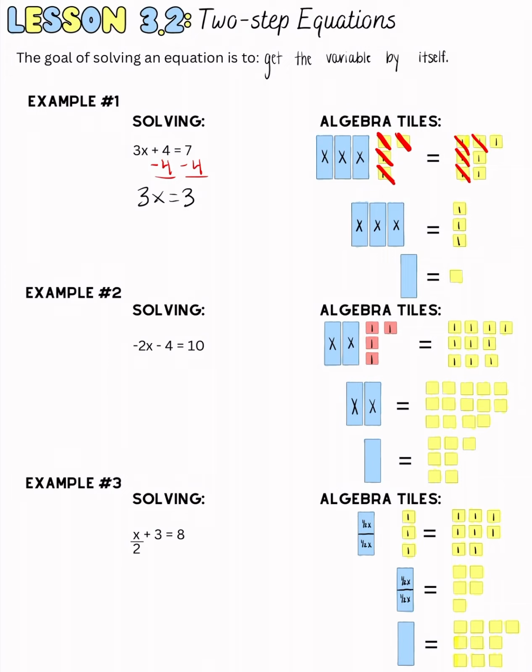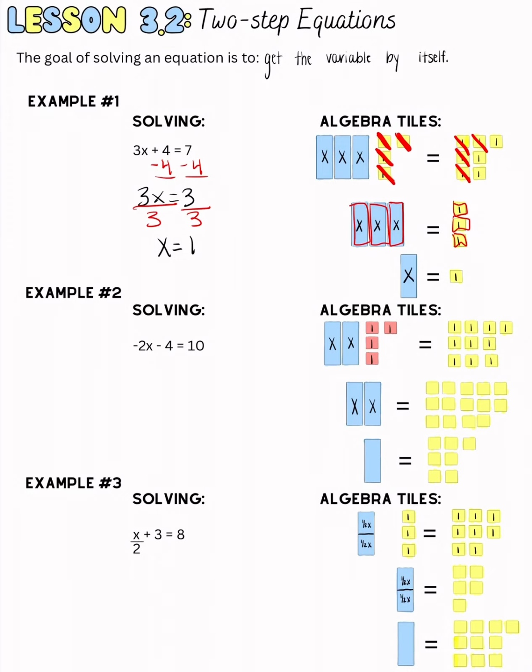Okay, then I go, okay, what's happening to x? It's being multiplied by 3, so I'm going to divide by 3. And if you look, I have x matches 1, x matches 1, x matches 1. So I end up with the result x equals 1. X equals 1 algebra tile because each x goes to one of the boxes. So x has to equal 1 for this to work. Okay, so now let's go to the next one.